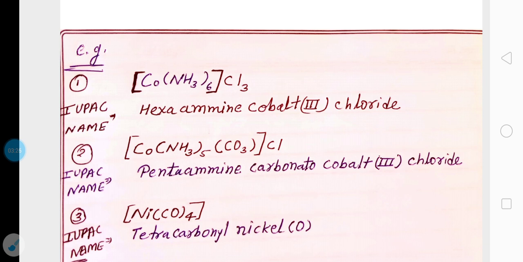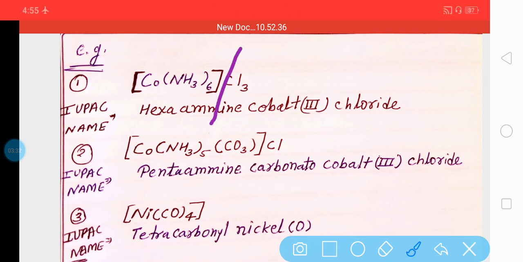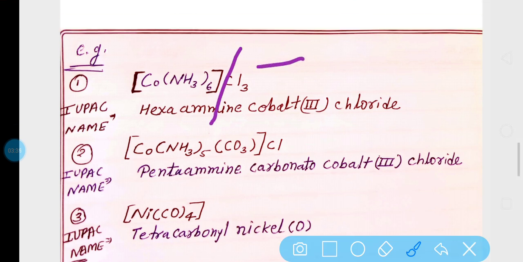See this example. In the first and second, what you are observing is that there is a negative counter ion. That's why our coordination sphere carries a positive charge. Here also our coordination sphere is carrying a positive charge. That's why you have to follow the sequence which we have just studied. Clear?